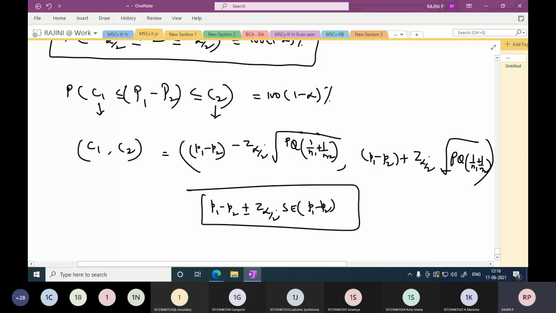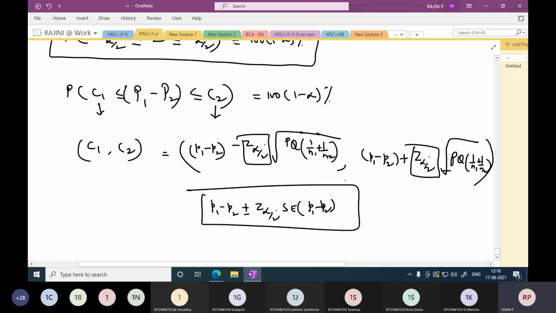What are the 99% confidence limits for the difference of proportions? What are the C1 and C2 values? P1 minus P2 plus or minus 2.58 into the standard deviation of P1 minus P2. Yes, in place of Z alpha by 2, you need to take 2.58. Just now I told you, still I'm not getting an answer from all the students.